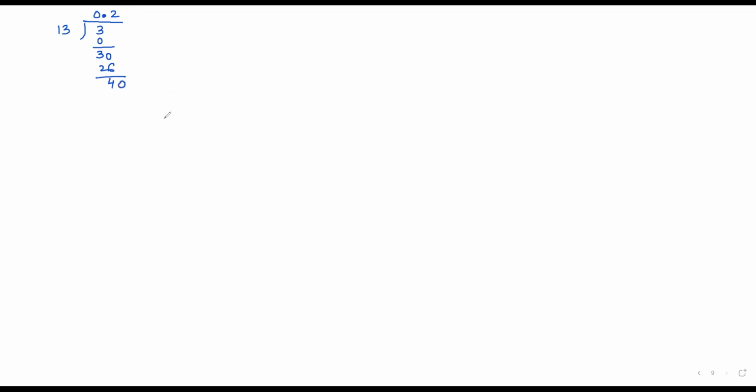How much is 13 into 3? It is 39. 13 into 3 is 39. Then 1 remainder. Now make it 10. Now 10 is smaller than 13, so it will go 0 time, right? Now again 10 remainder. Now make it 100. Now how many times will it go? You can just check. So 13 into 7, let's check.